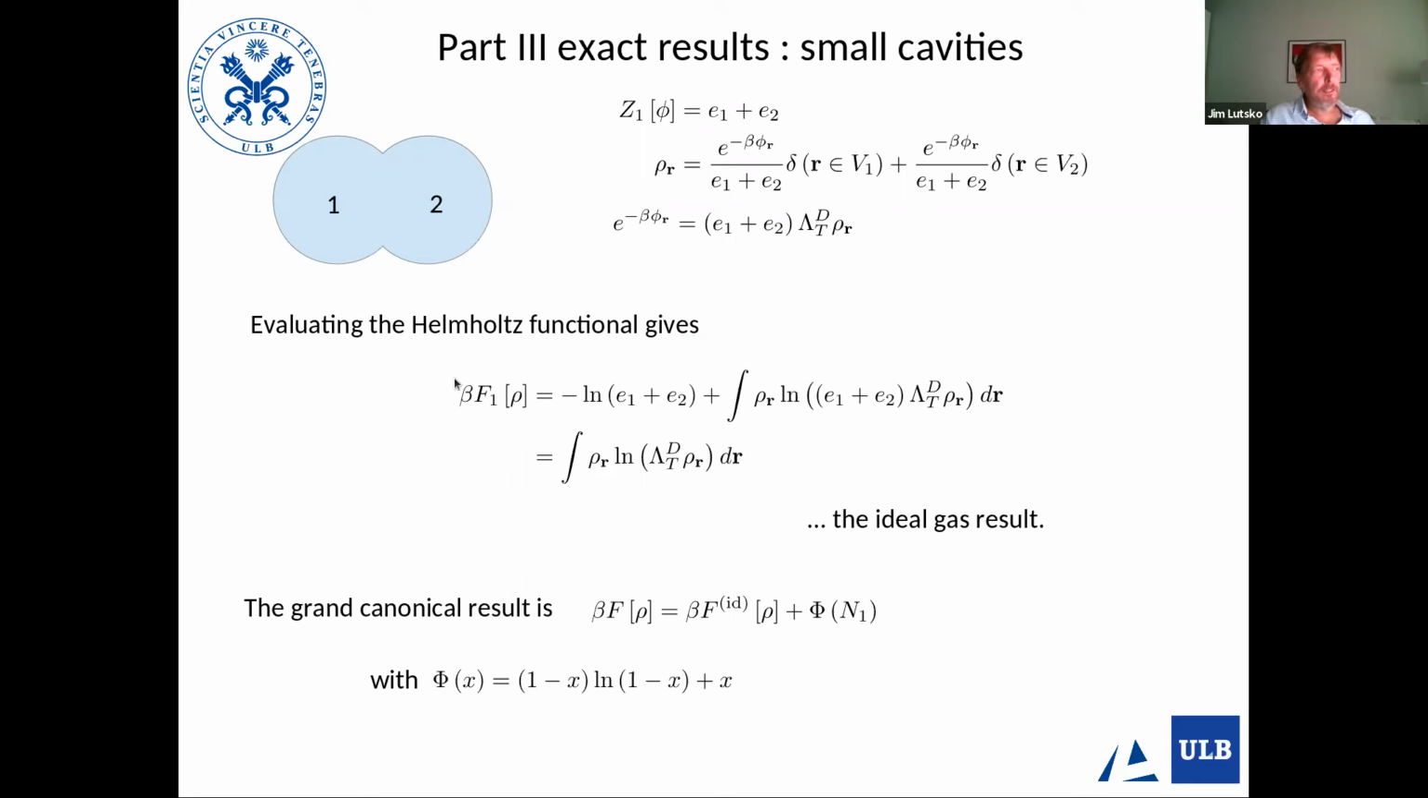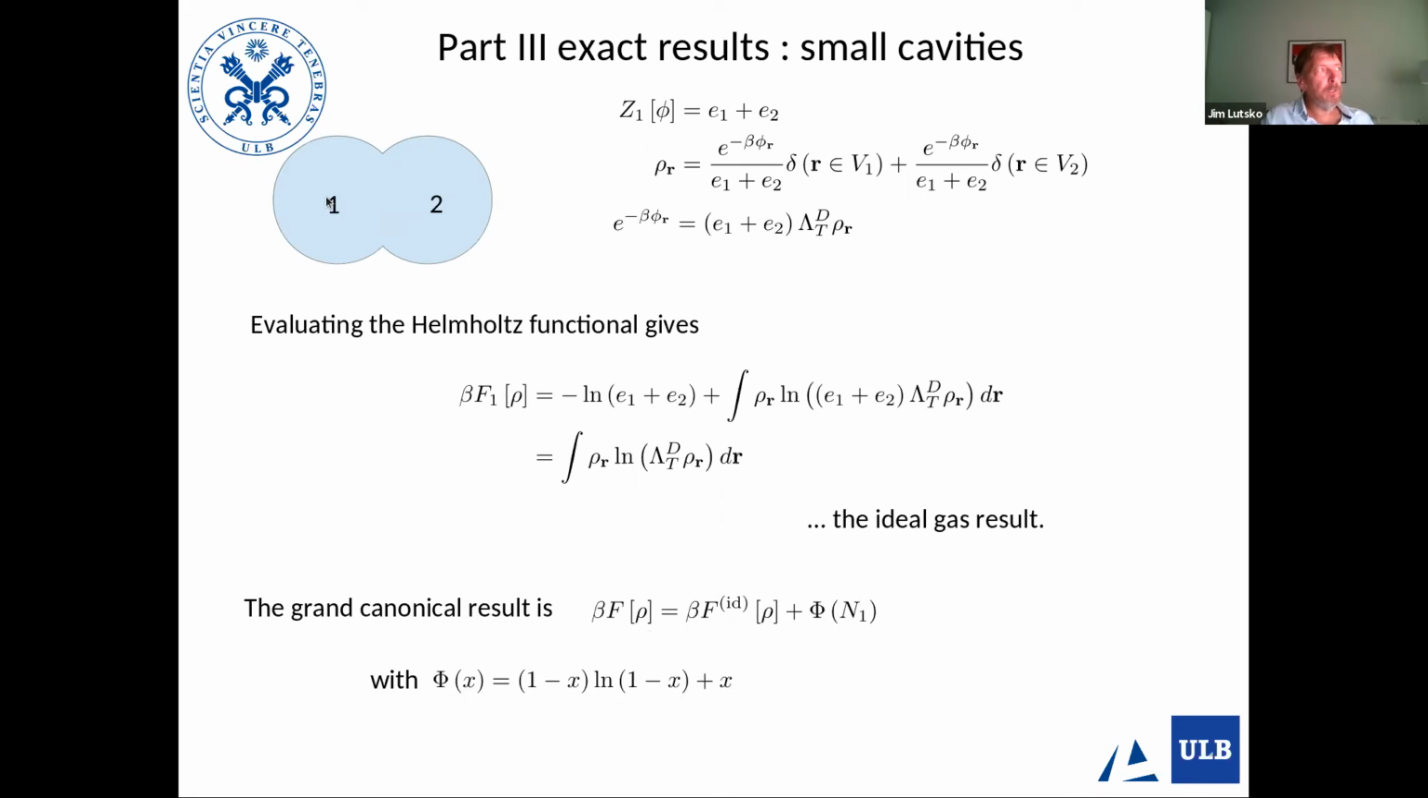I went ahead and said this because this is not what you get in the grand canonical ensemble. The grand canonical ensemble is a little more complicated. So the result is that the Helmholtz functional is the ideal gas plus another term. And this other term has to do with the occupancy, say in cavity 1. And it's written like this. It's beta x plus (1 minus x) log (1 minus x) plus x. And the origin of this term is particle number fluctuations.